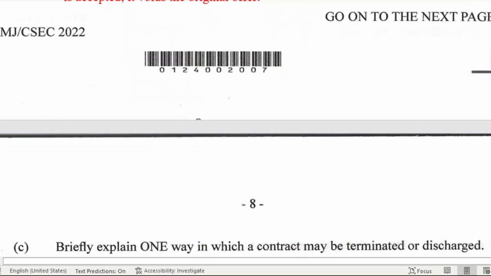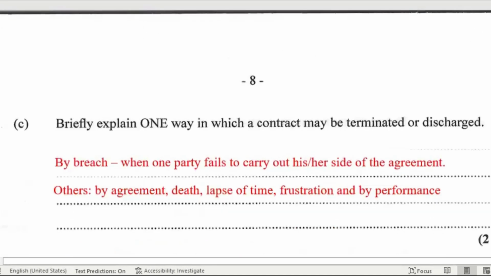Part C. Briefly explain one way in which a contract may be terminated or discharged. So what it simply means is that you have to identify that way and you have to explain it. So think about it. All right, let's look at a possible answer. It can be terminated or discharged by breach.